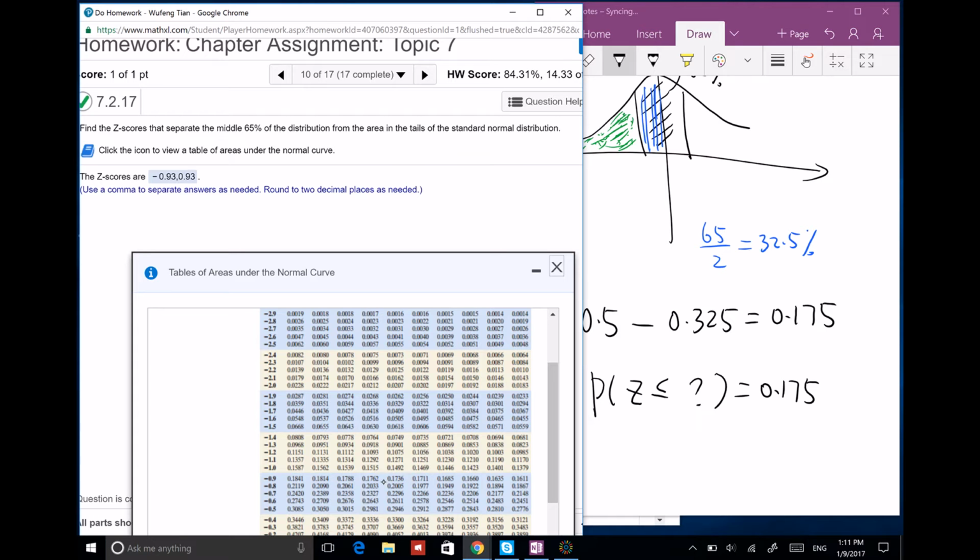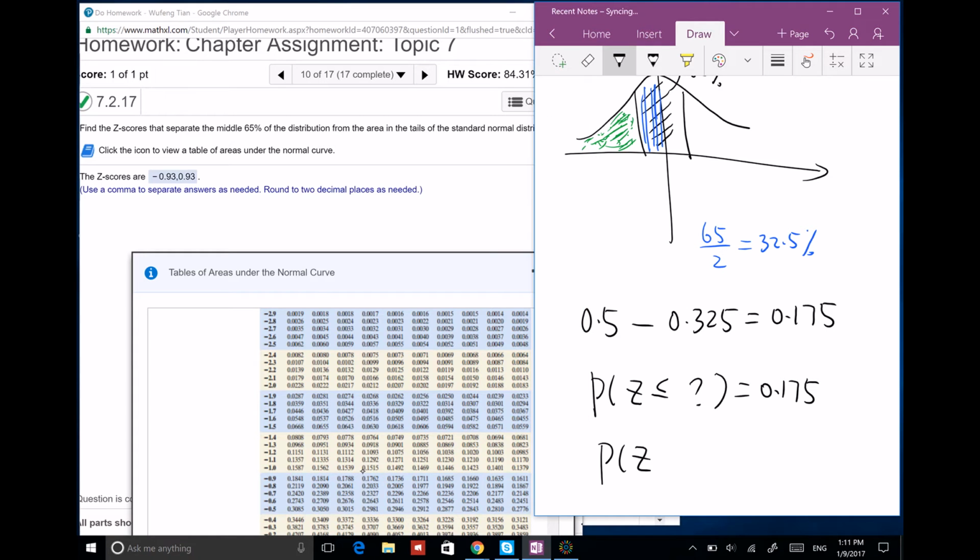0.175 is here, so you get negative 0.93. So the probability of z less than or equal to negative 0.93 gives you 0.175. Because it's symmetric, if this is negative 0.93, then this is positive 0.93. Okay, 0.93.